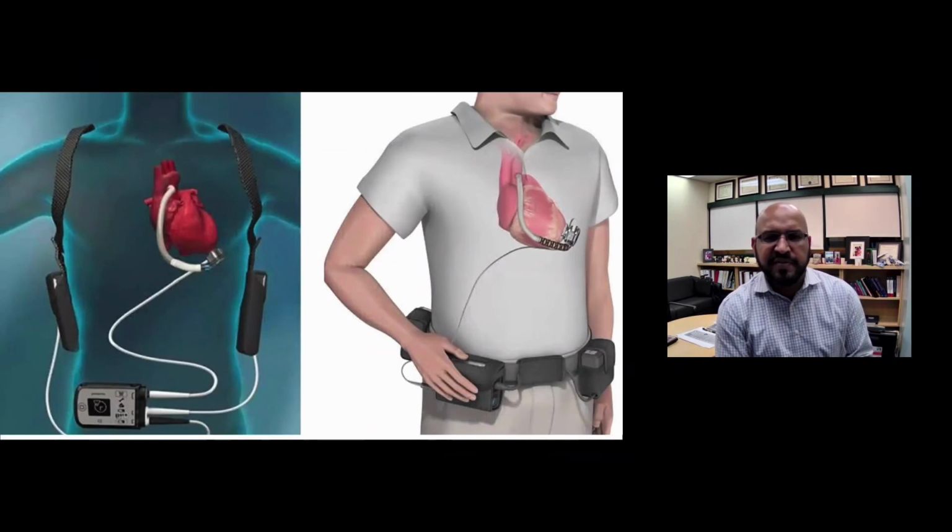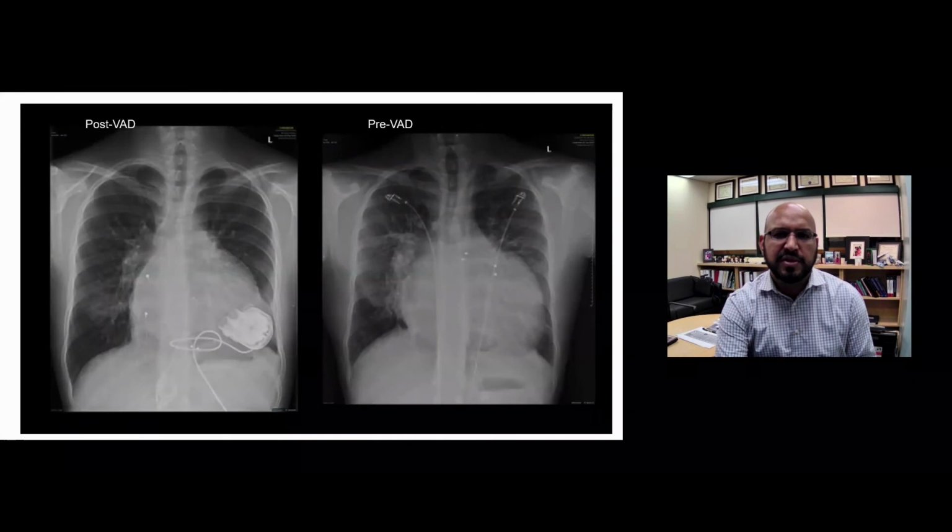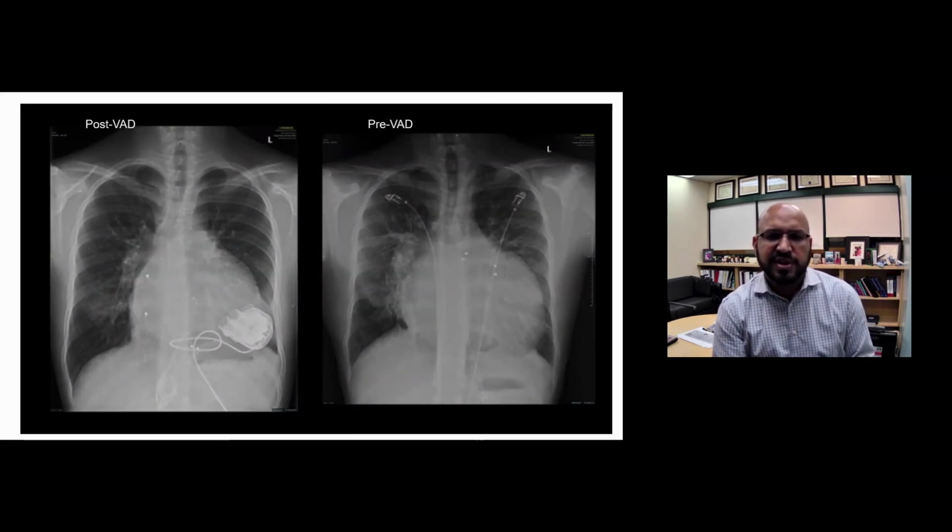And these are the types of devices we'll use in pediatric patients as well. And these artificial heart pumps will be implanted in the ventricular apex, and they can help bypass the native heart function. And for this particular patient, you can see the pre-VAD chest X-ray shows a marked cardiomegaly with increased pulmonary congestion. And then after the device implant, the heart size was reduced and the chest fields were much clearer.